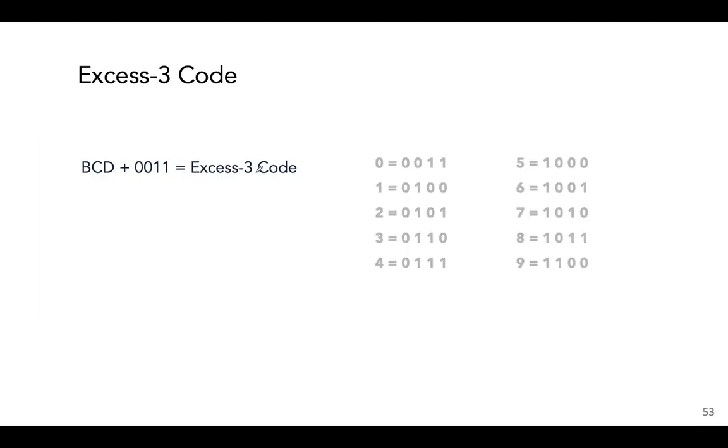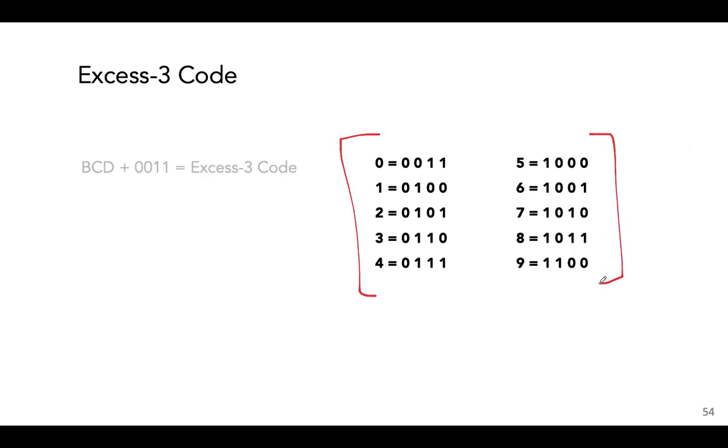Alright, next code, XS3 code. XS3 code, very simple. The trick is in the name itself. You take a BCD code and you add 3 to it, and then you get the XS3 code for that BCD number, right? So this is the binary for 3. All you do is add 0011 to each BCD representation, and that gives you the XS3 code. So this is the XS3 code for all decimals from 0 to 9. And you can actually verify. You can take the BCD of all of these decimal numbers, add 0011 to it, and you get XS3 code. Simple.